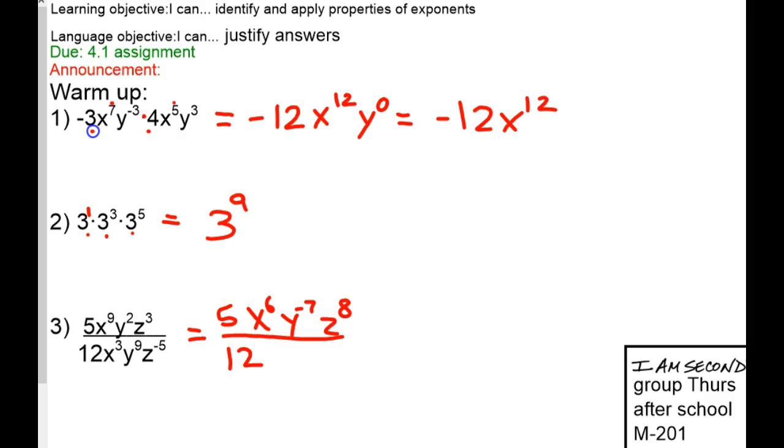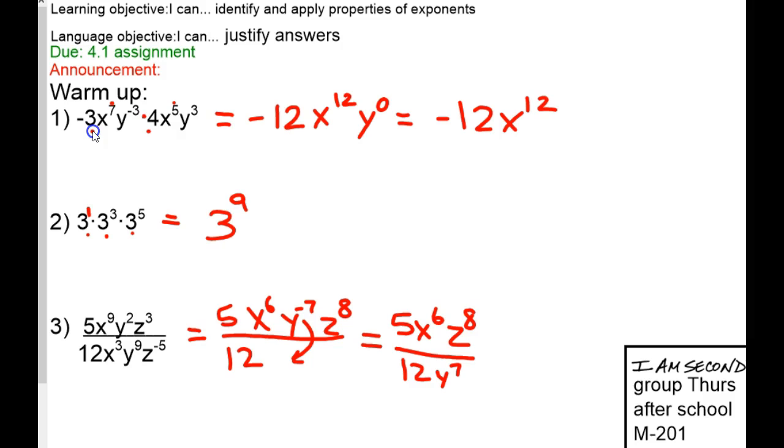What can't we have here, though? Please remember, no negative powers. So we're going to bring that down. So the final answer, 5 stays on top. X to the 6 stays on top. The z to the 8 stays on top. Y to the negative 7 goes down. So 12's on the bottom. And then y to the 7, it becomes positive when it goes down. Okay? Now that's a recap, a reminder of what we did yesterday.